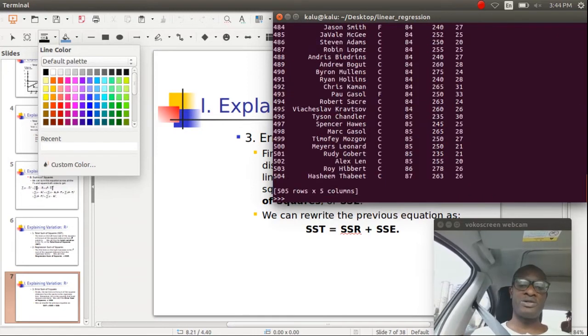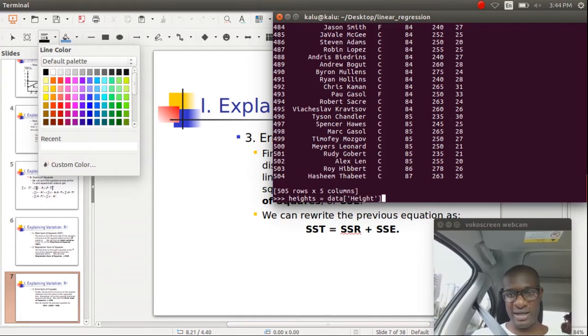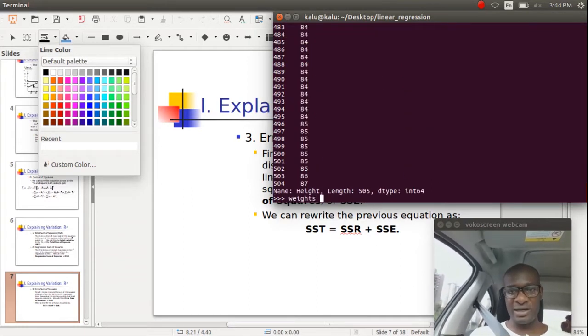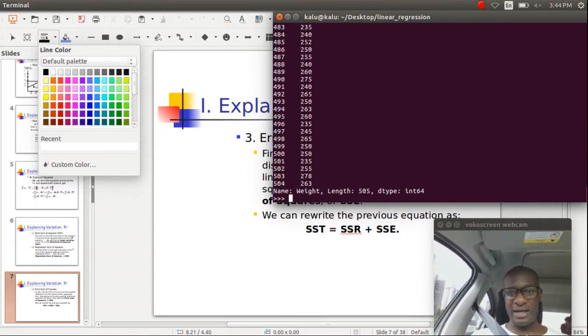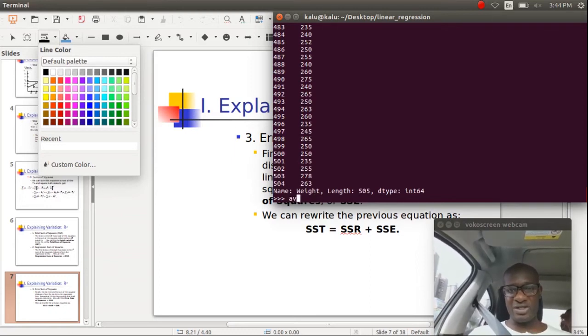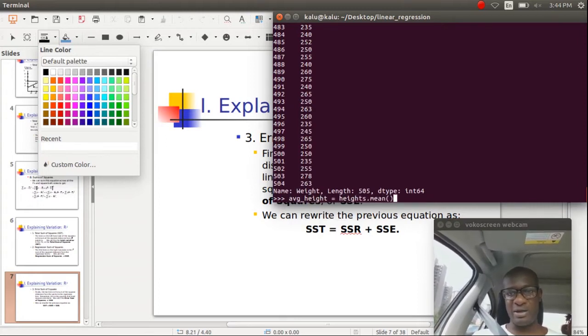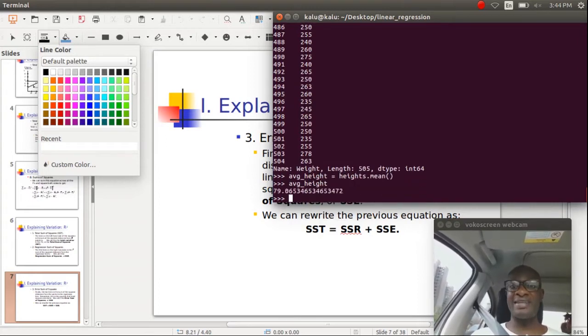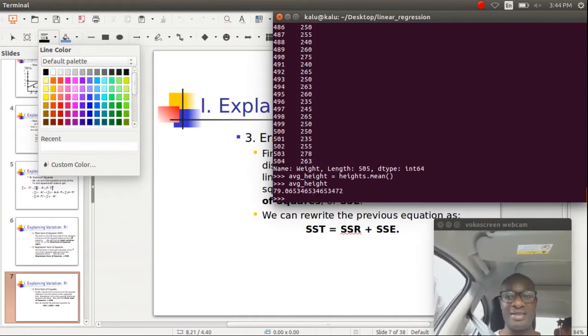So the first thing we want to do is go ahead and get our heights. So our heights, we just get our heights like that, and now we have the heights. Why don't we go ahead and get our weights as well too? So we have our weights now. So weights, heights, and why don't we get our average height? Our average height equals heights.mean. So our average height is this, and that was all of our prediction model last video.